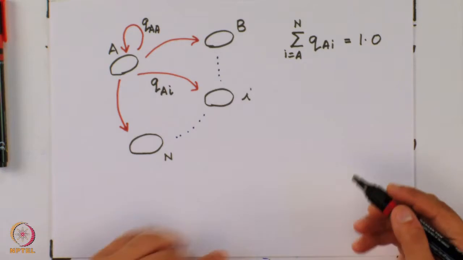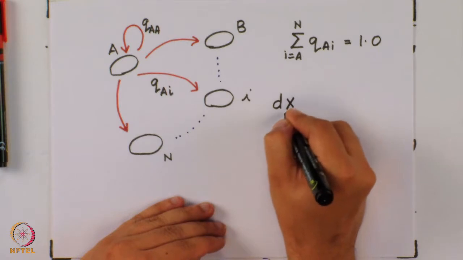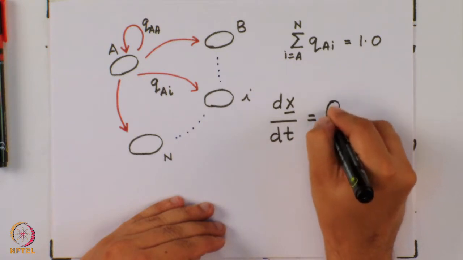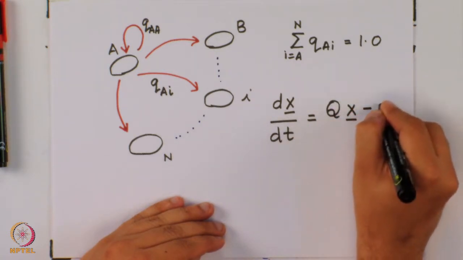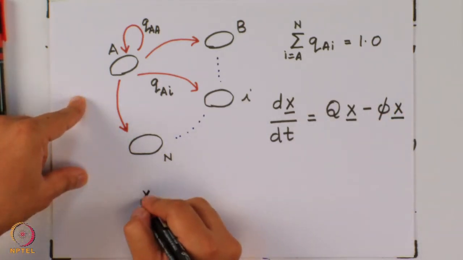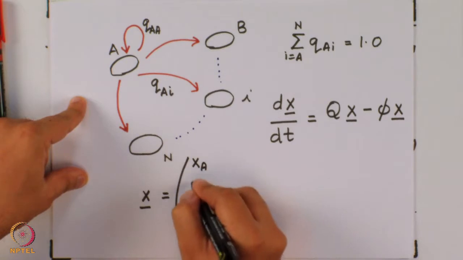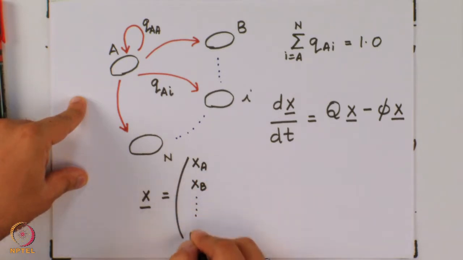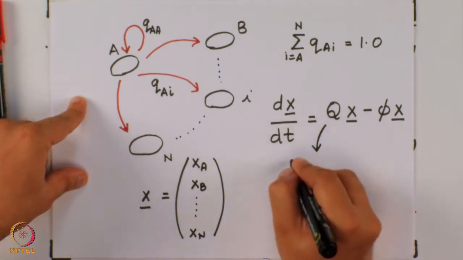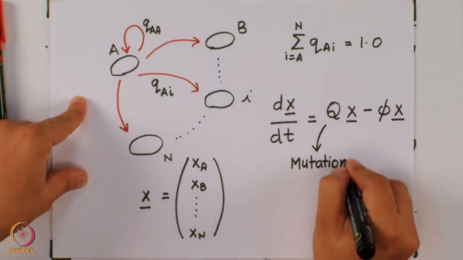And we saw that this dynamical system can be represented as dx upon dt equals Qx minus phi x, and x here is a vector quantity which is represented by xA, xB going all the way up to xn. Q is what is called the mutation matrix, and I refer you to the last lecture for its definition.